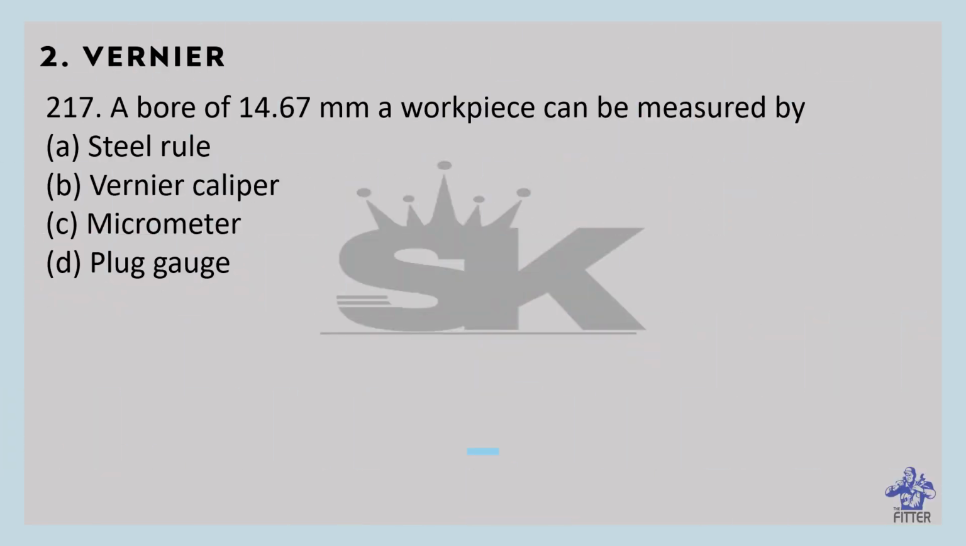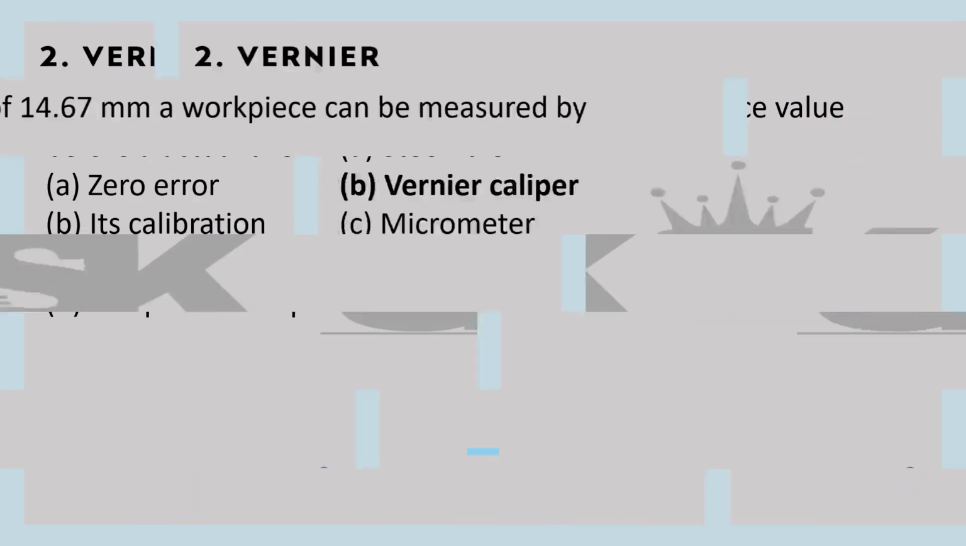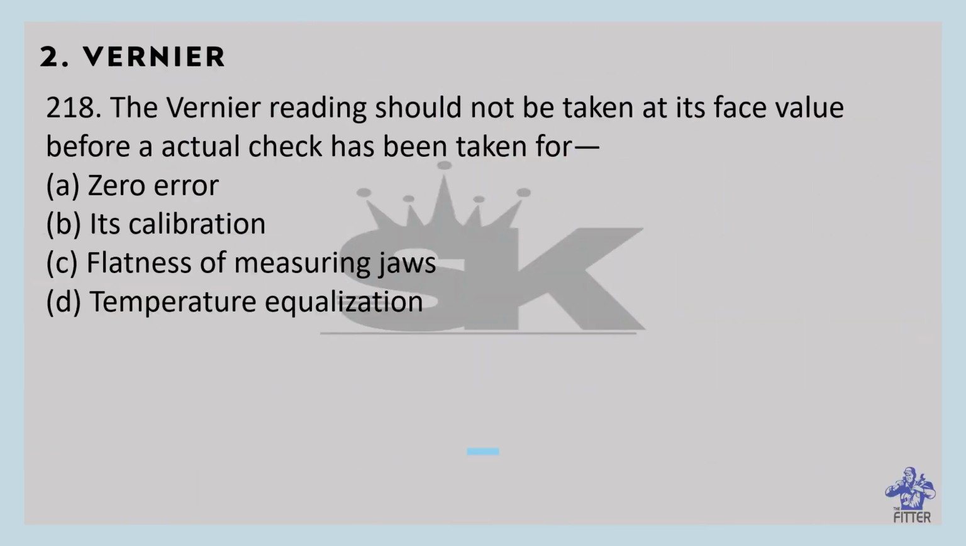A bore of 14.67 mm in a workpiece can be measured by a vernier caliper. The vernier reading should not be taken at its face value before an actual check has been made for zero error. During measurement, the vernier reading should not be taken at its face value before an actual check has been made for zero error.